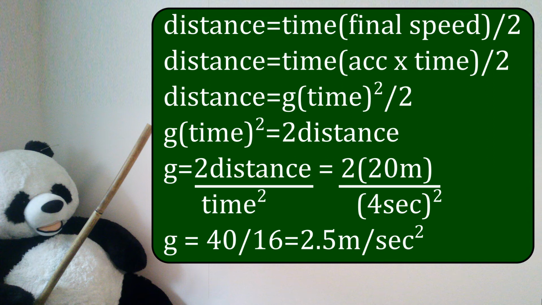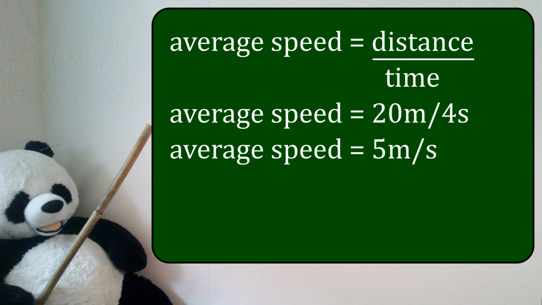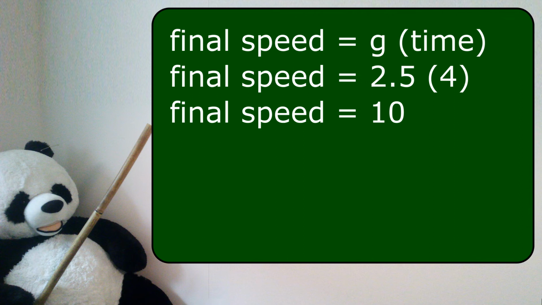So for the other parts of this, we have our average speed is going to equal the distance the object traveled divided by the time it took, which is 20 meters divided by 4 seconds. So it had an average speed of 5 meters per second. And then for our final speed, we have our acceleration multiplied by time, which is 2.5 multiplied by 4 seconds. Final speed is equal to 10 meters per second.